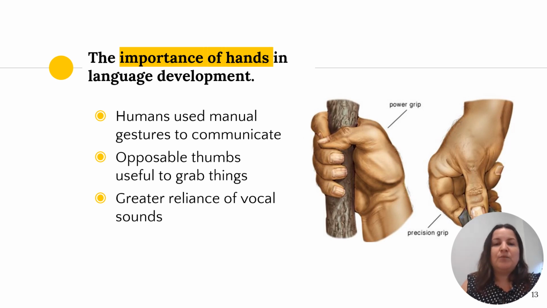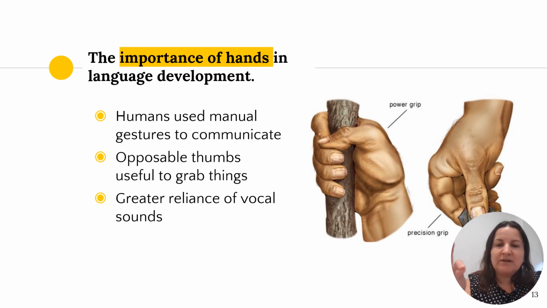Because human hands are very useful, right? There's a theory that at some point in our history, we mainly used manual gestures to communicate. Of course, we still use them, right? But because we have these opposable thumbs. Now, human hands are special. Not very many animals have this, but some do.